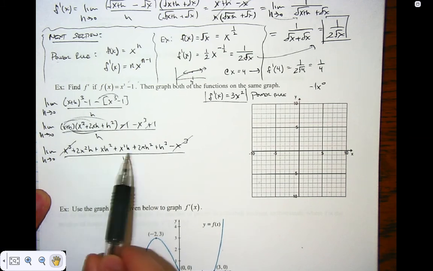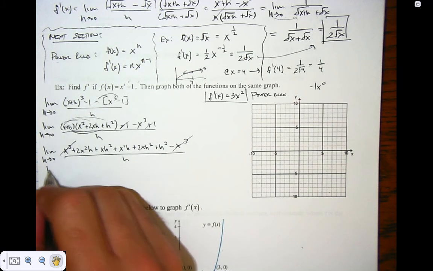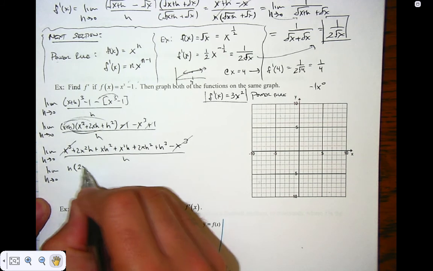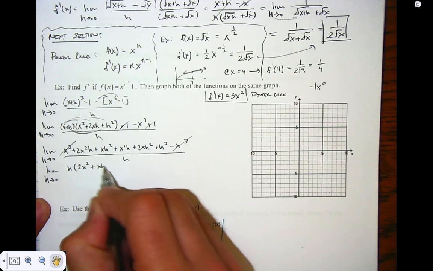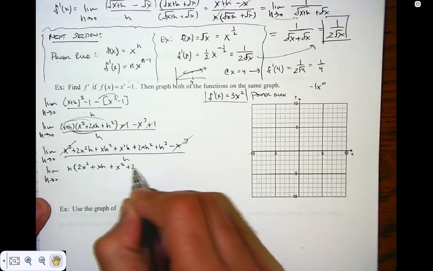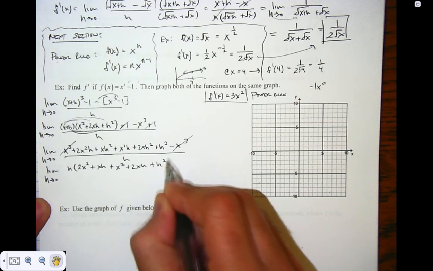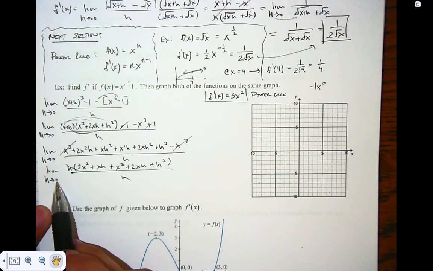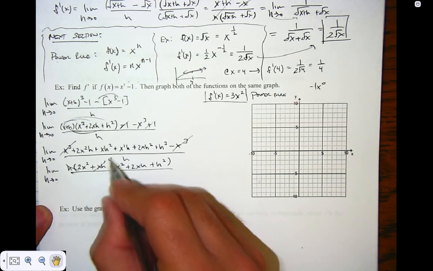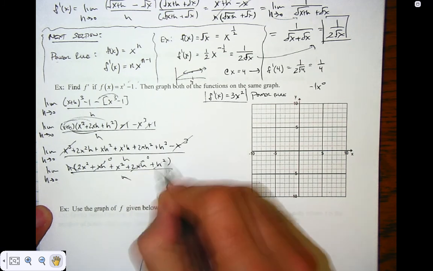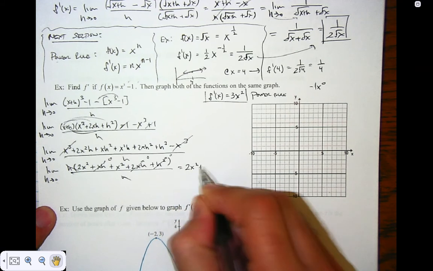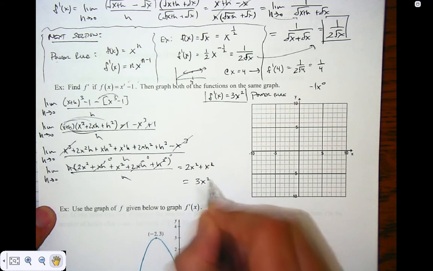But every single term has an h in it, right? So now I have the limit as h goes to 0. Let's take an h out of the upstairs stuff, and I get 2x squared plus xh plus x squared plus 2xh plus h squared all over h. And that helps us because these h's go away. Let's take the limit as h goes to 0. As h goes to 0, that guy goes away, that guy goes away, that guy goes away. And so I'm left with 2x squared plus x squared, which is 3x squared.